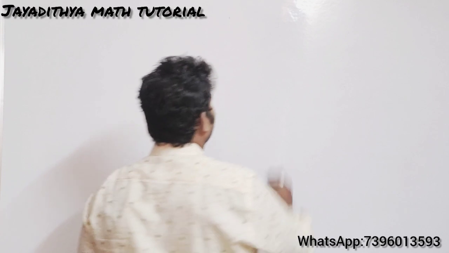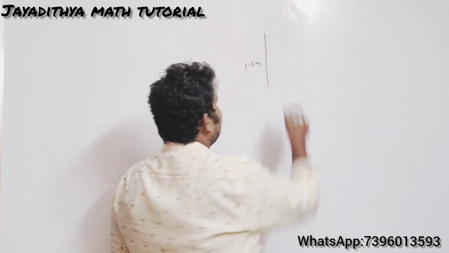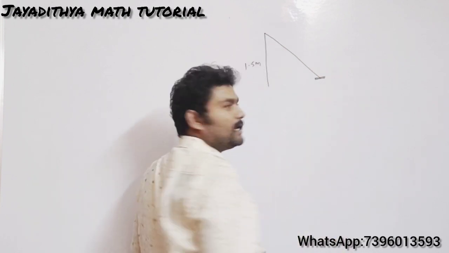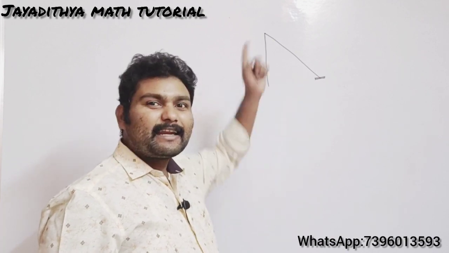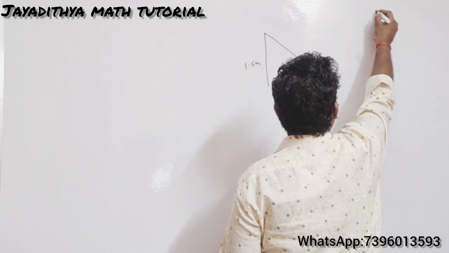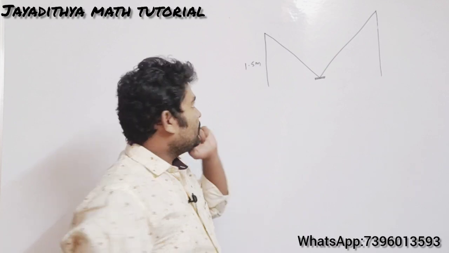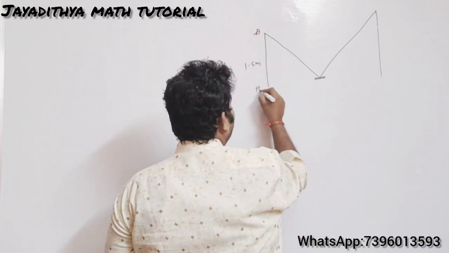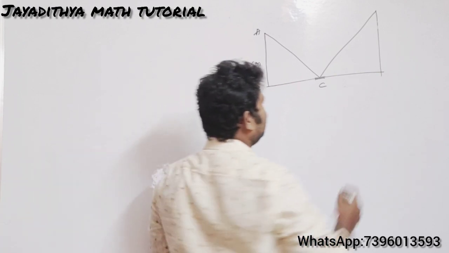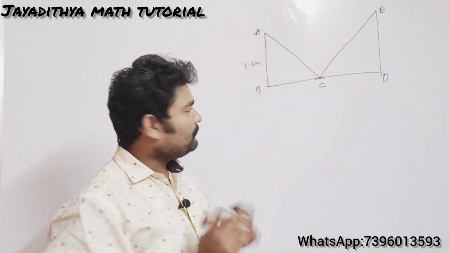So see here how to understand the question. A man is 1.5 meters tall, and he is looking in the mirror now. So let us think there is a mirror. In the mirror he is seeing the reflection of the top of the tower in this manner. Clear now? So let us take the man as AB and this point as C here, and the tower as DE. Clear?